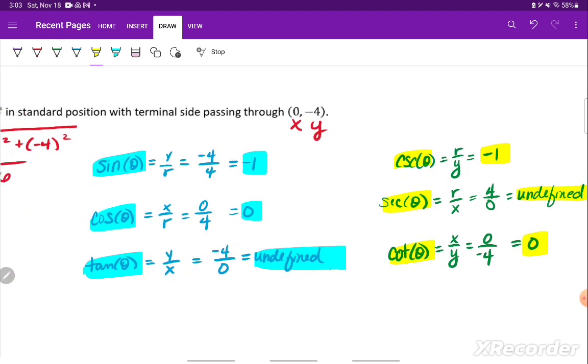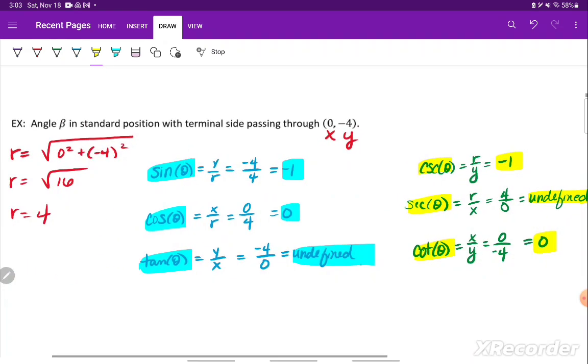To define our 6 trig functions is key. We just need the same thing over and over again. We need an ordered pair x, y, and from that we can find our r value, and then we're just plugging numbers into the definitions.